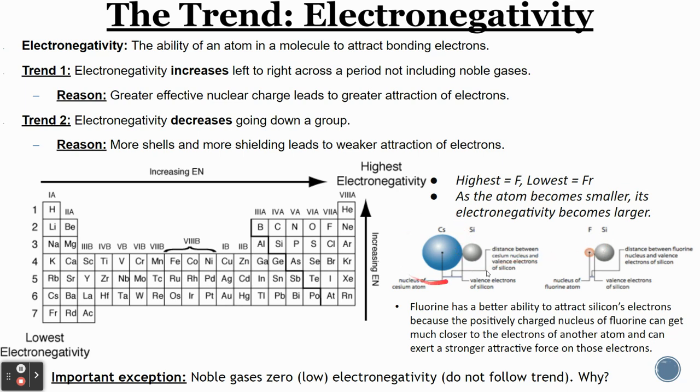Likewise, if we're looking at cesium and silicon sharing electrons in a bond, notice cesium is a very large atom compared to silicon. Because silicon is smaller, its nucleus is closer to the bonded electrons, and so it would attract them more strongly. Whereas cesium is so large, there's a greater distance from the nucleus to the outer electrons that are being shared, so it wouldn't have a very high electronegativity value compared to something like silicon.